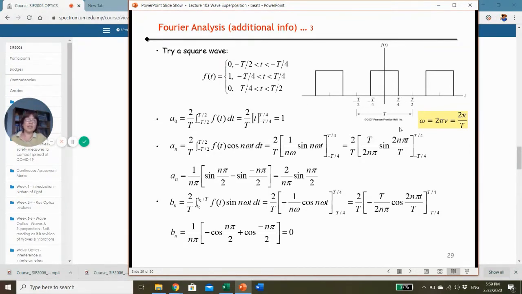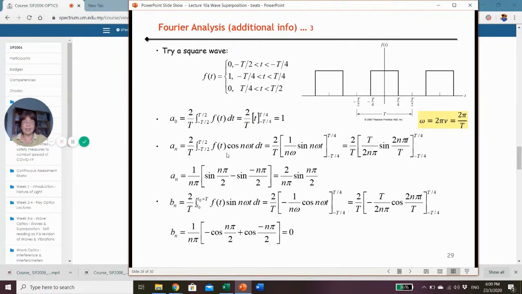As we have learned earlier on, A0 is integrating this over one period, which will be from negative T over 2 to T over 2. We have values only between here and here, 1. So we narrow down the bounded limits here, from negative T over 4 to T over 4. Then we will have T over 4 plus T over 4, that's T over 2, which cancels with this, and you get it to be 1.